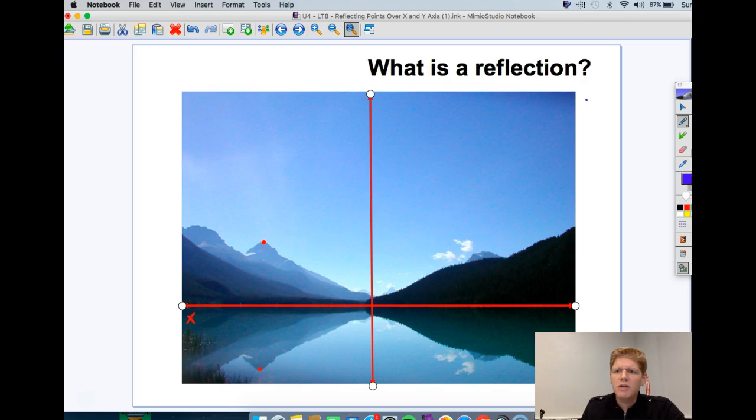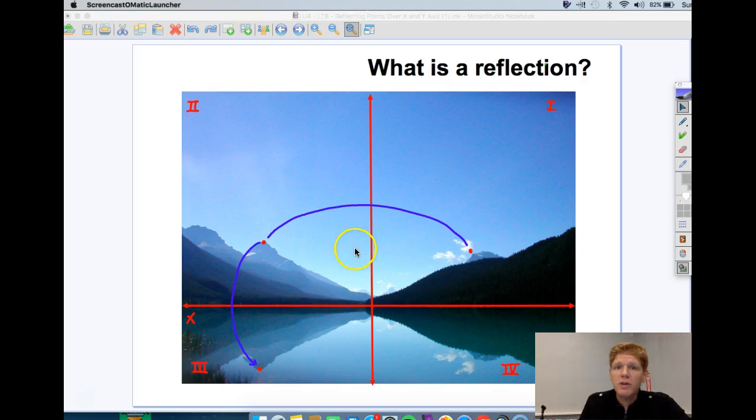We would take a point and reflect it over the x-axis to get it in the exact same point on the other side of the axis. And we can do the same thing over the y-axis. Now this picture isn't perfect, but you can see that this point is almost in exactly the same place on that side. We can reflect points over the y-axis as well to get them in exactly the same position.